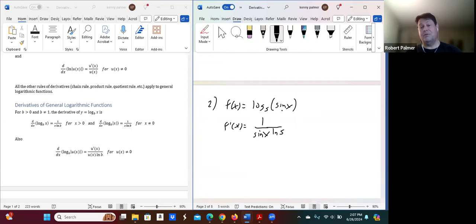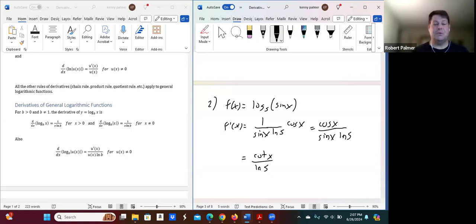Then, chain rule, the derivative of sine of x is cosine of x. And so this is going to be cosine of x over sine of x times the natural log of 5. Remember, the natural log of 5 is just a constant. And then you can also do one more simplification if you want. Remember, cosine over sine is cotangent. This is just going to be cotangent of x over the natural log of 5. So that's how those work.